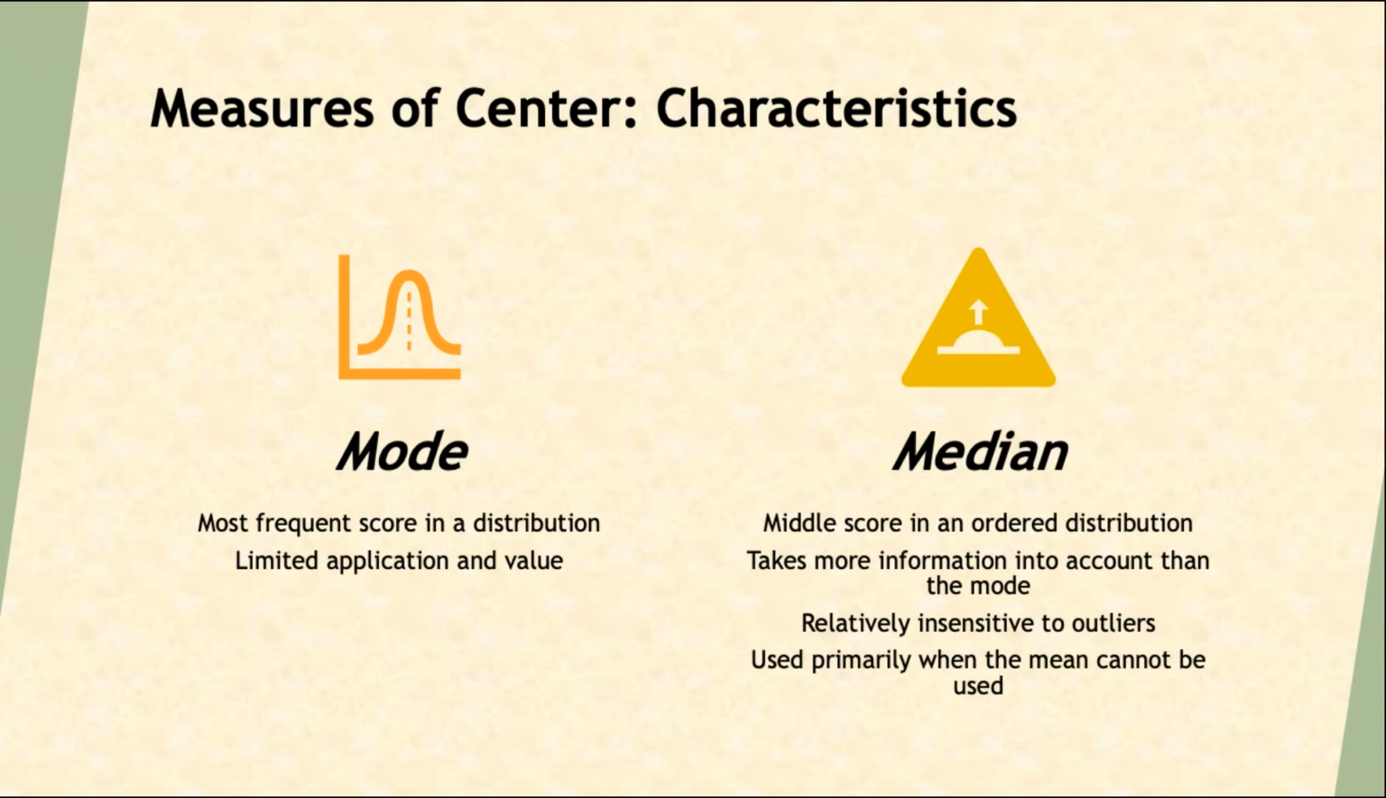Then we have the median. The median, the second measure of the center, is the middle score in a distribution. To calculate the median, follow these steps. First, order the scores in your distribution from lowest to highest, or highest to lowest, it does not matter. Count down through the distribution and find the score in the middle of the distribution. This score is the median of the distribution.